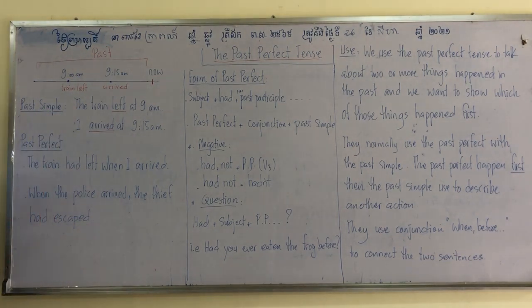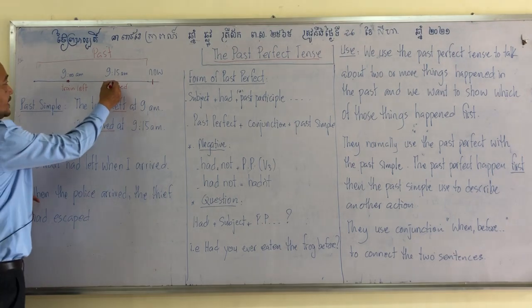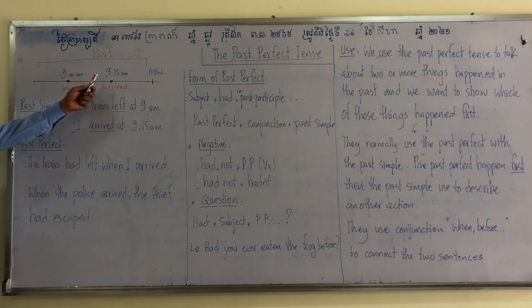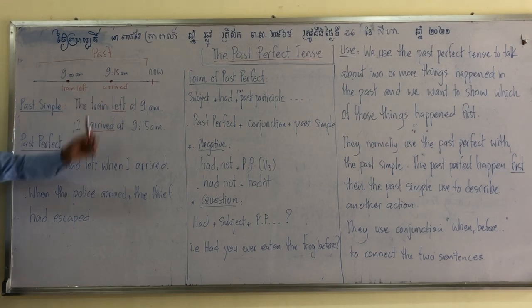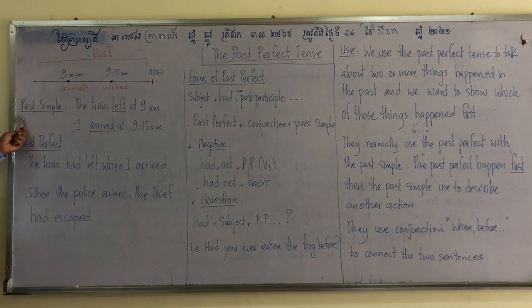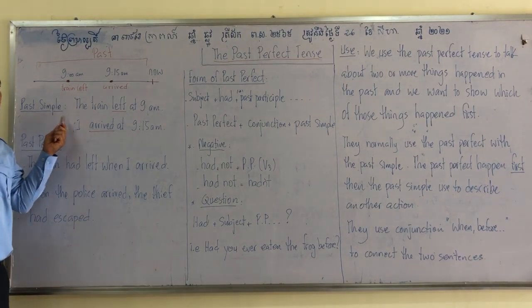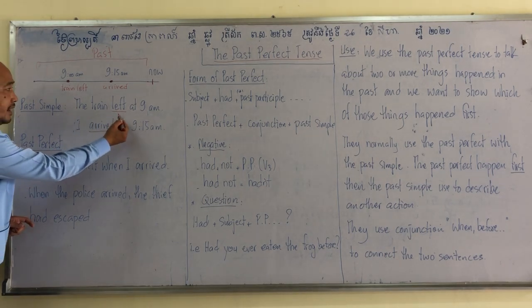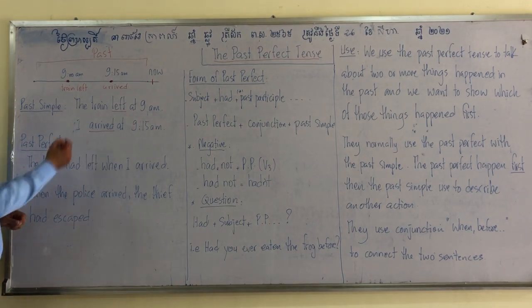It's past. For example, I draw the timeline and I have two times here, 9 a.m. in the morning and 9:15 in the morning. So what happened? Take a look at this example. So I use the past simple to talk about something happened in the past and with the time expression. Okay, so I can say the train left at 9 a.m.